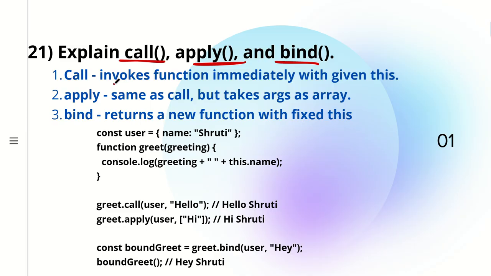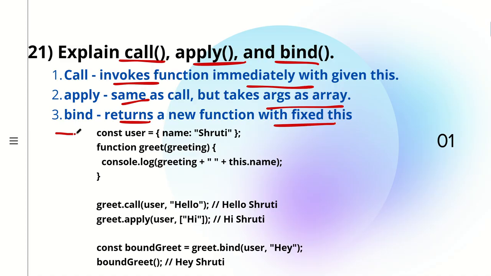So what is call? It invokes the function immediately with the given this. And apply is the same as call, but it takes the arguments in array format. And then bind returns a new function with a fixed this. So call, apply and bind are used to borrow a function. We will see an example here.